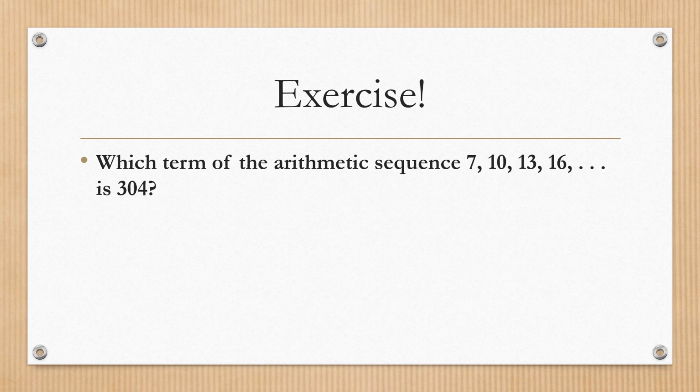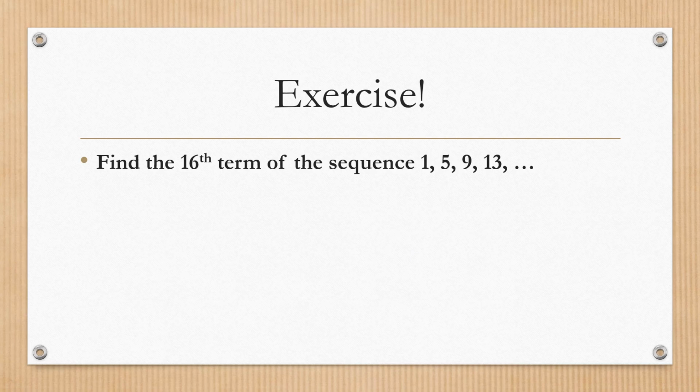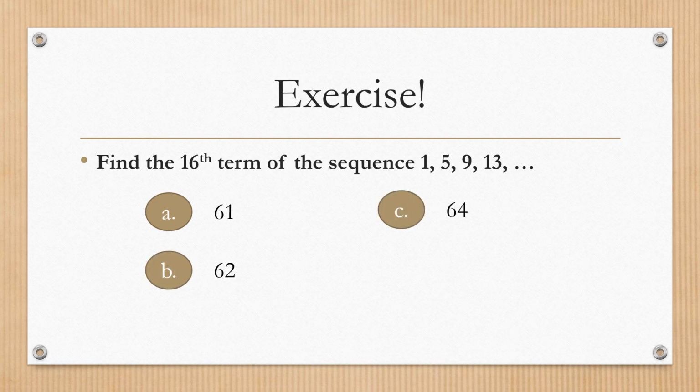Let us have this exercise. Which term of the arithmetic sequence 7, 10, 13, 16 is 304? Is it A, 99, B, 100, C, 111, or D, 102? Next, find the 16th term of the sequence 1, 5, 9, 13, and so on. Is it A, 61, B, 62, C, 64, or D, 68?